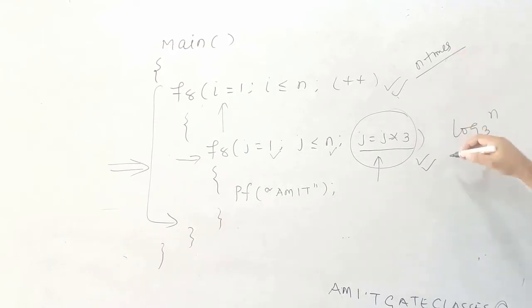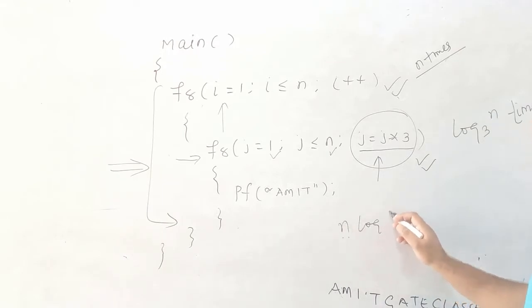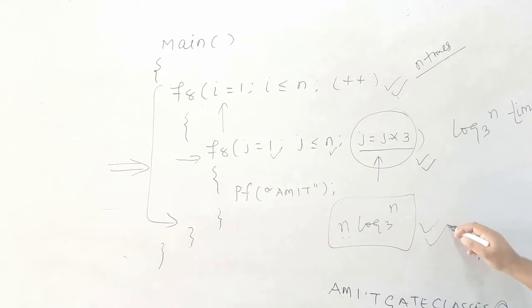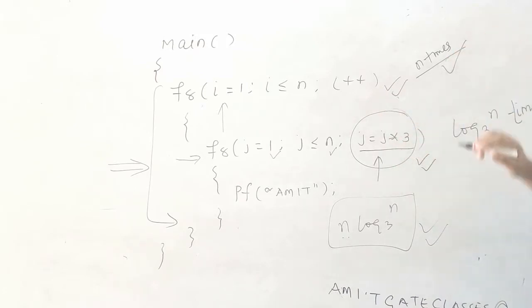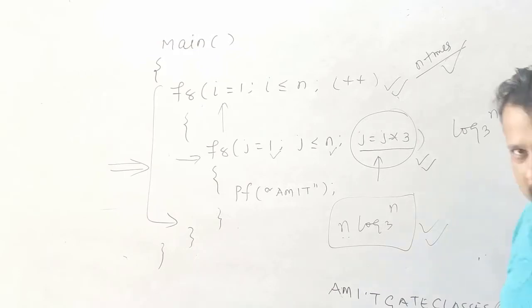Since these two loops are independent of each other, how do you calculate the complexity? Simply multiply these two. So we'll have n log n base 3. This is going to be the time complexity of this program. These two are independent, so we have calculated how many times the outer loop is going to run and how many times the internal loop is going to run. Complexity can be calculated by multiplication of these two, and that's all, work is done. Simple. Thank you. We'll see the next example.